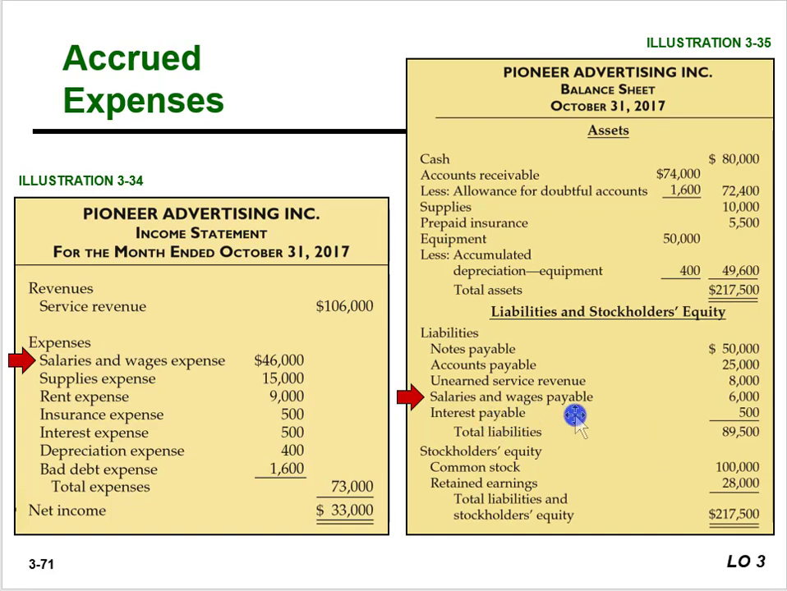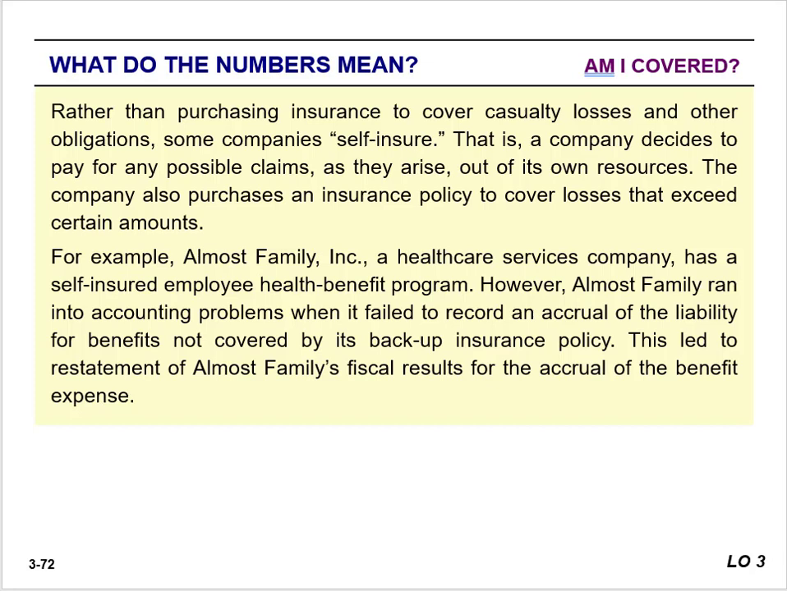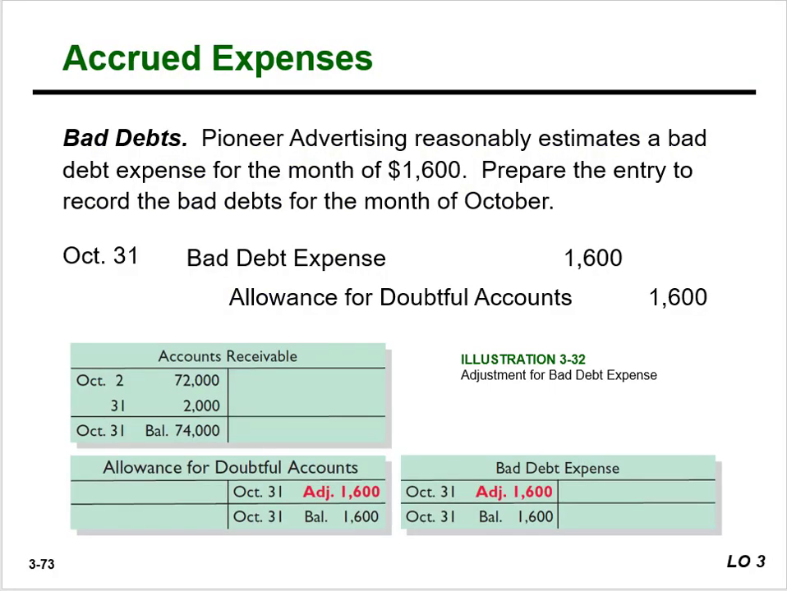And so here's your $6,000 recognized in salary and wages payable, and your $46,000 in salary and wages expense. And so accrued expenses. So bad debt. Pioneer Advertising reasonably estimates a bad debt expense for the month of $1,600. Prepare the entry to record the bad debt for the month of October. And so bad debt is debited for $1,600, and allowance for doubtful account is credited for $1,600.